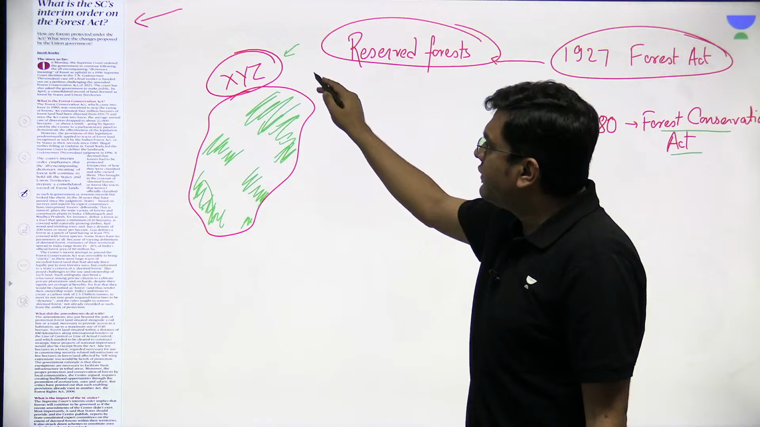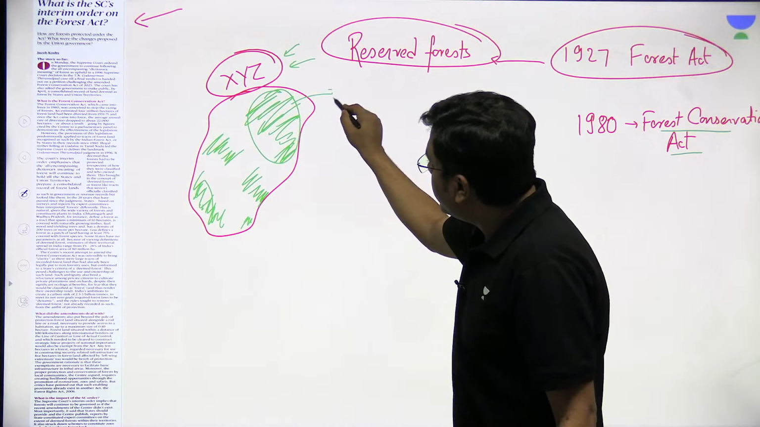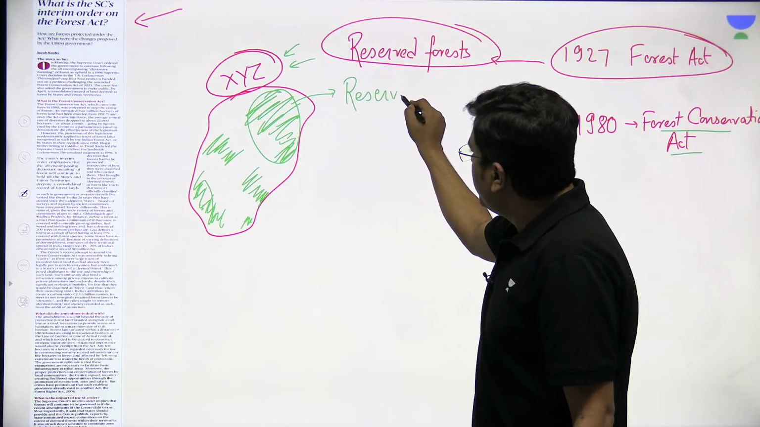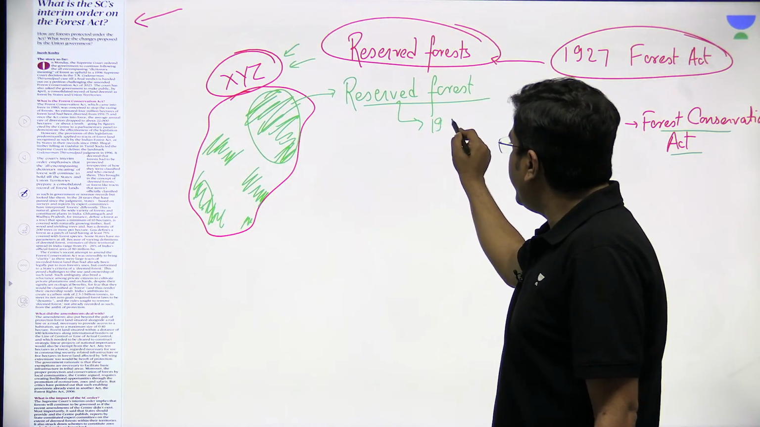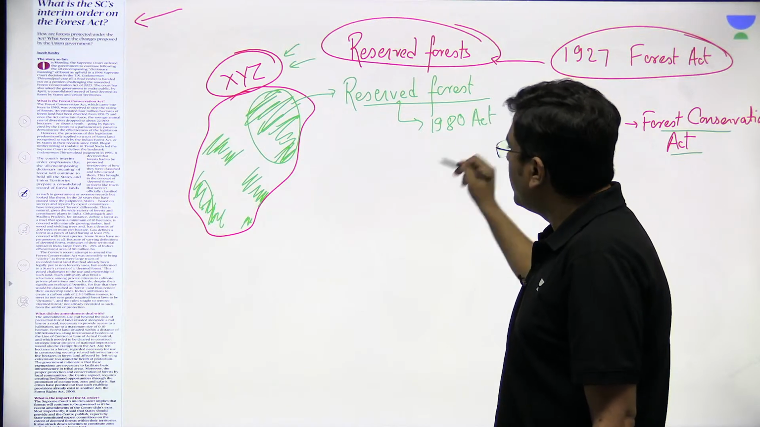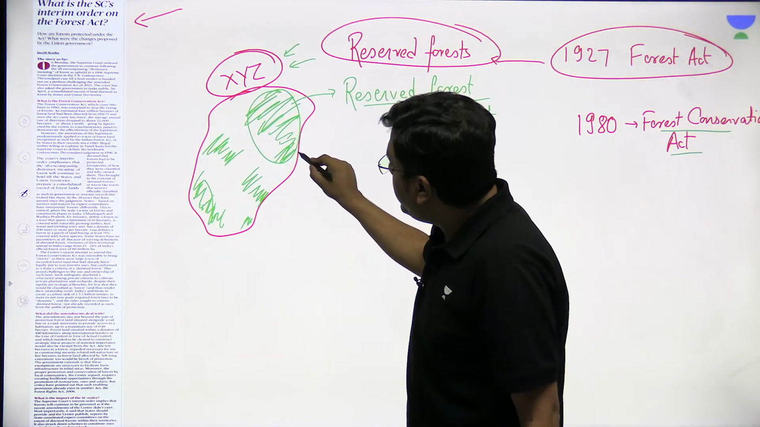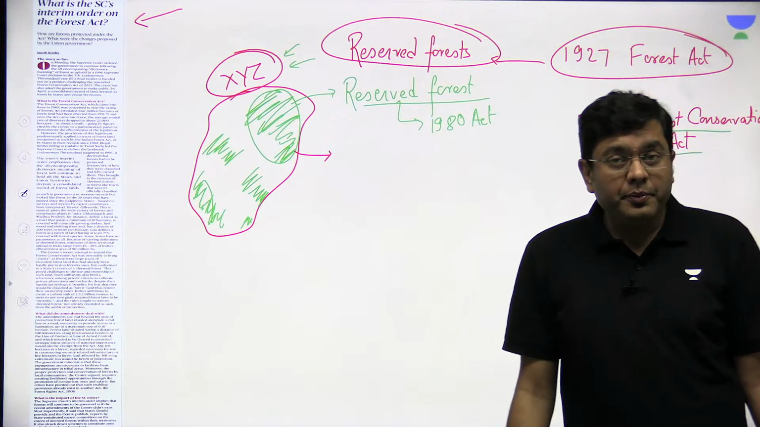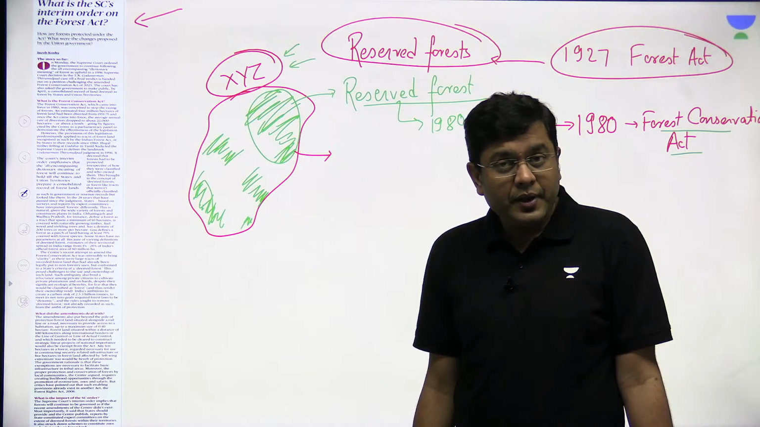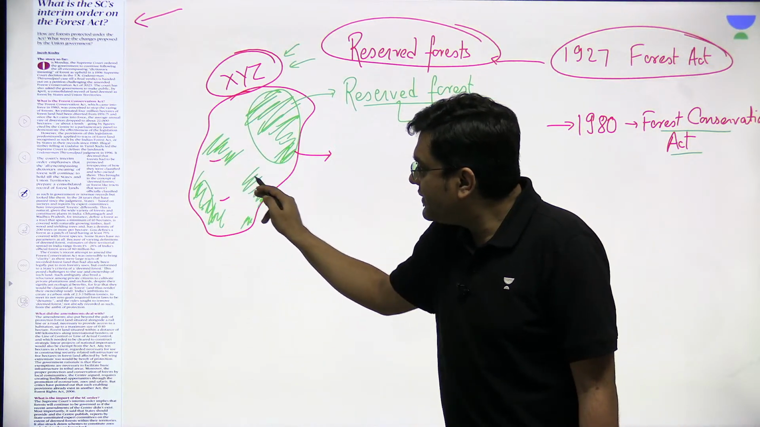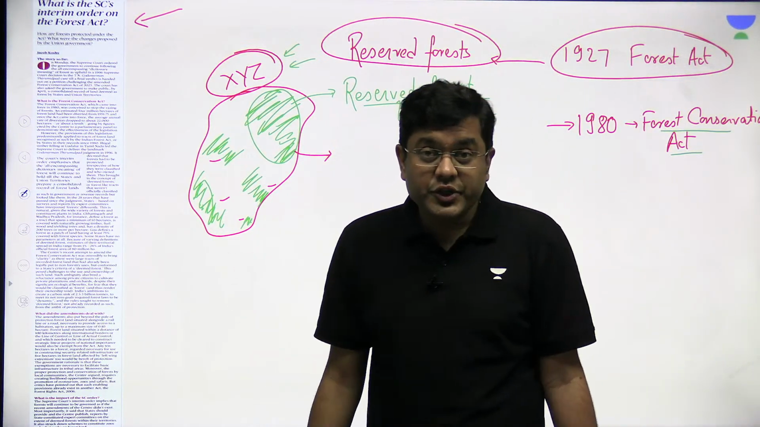So let's suppose this XYZ state, under its norms, has declared this area as a reserved forest under the provisions of the 1980 Act. That means that this area will now be protected. You cannot cut trees from this area. Why? Because it will fall under the purview of the Forest Conservation Act. But what about this area, and these areas? These are also areas of natural vegetation.